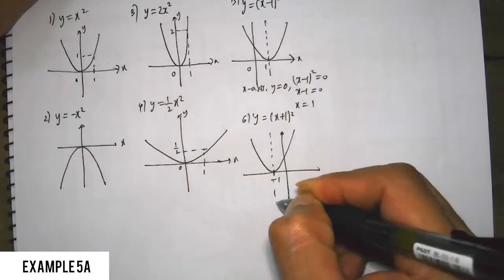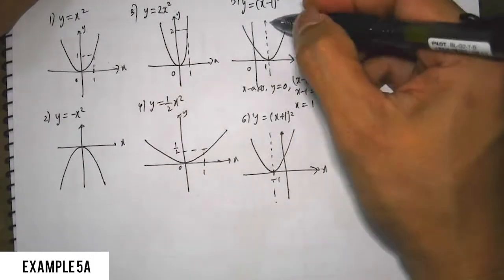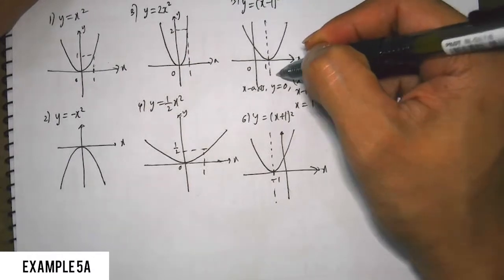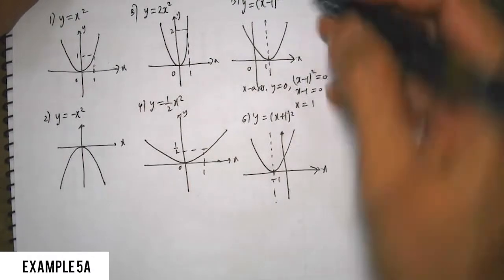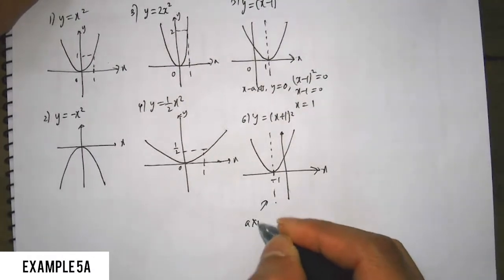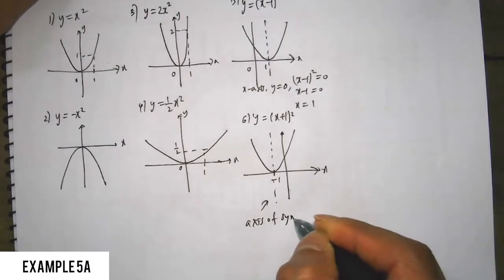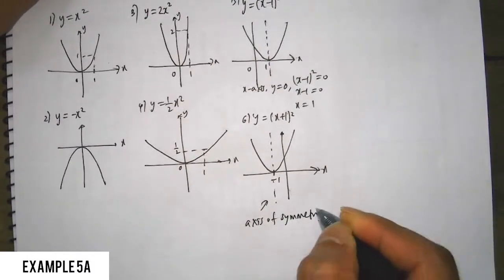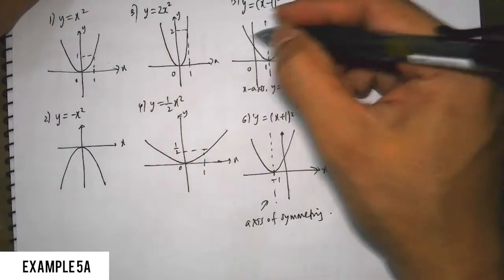Okay, there's a name for this line. Do you know what you call it? It's called the axis of symmetry. There's a name for it. We call it the axis of symmetry. For a quadratic graph, you have an axis of symmetry because you divide the graph into 2 equal halves.